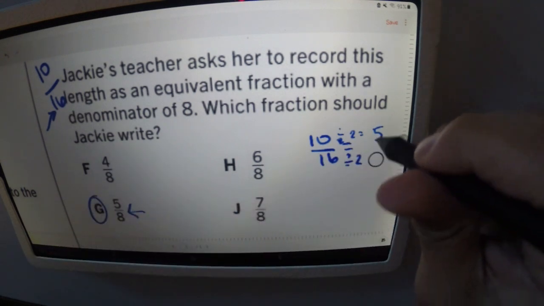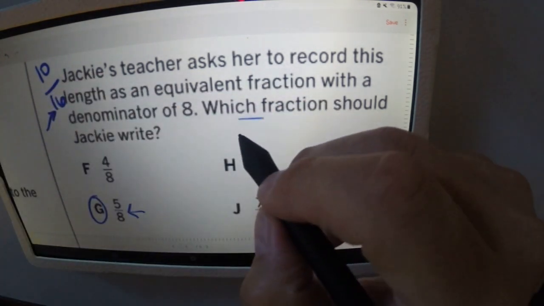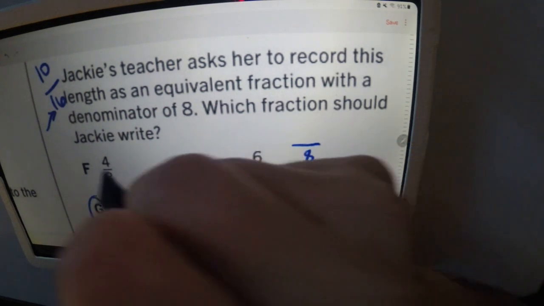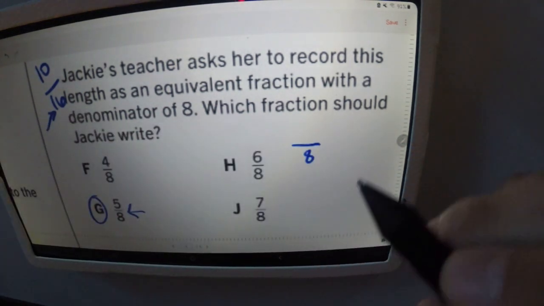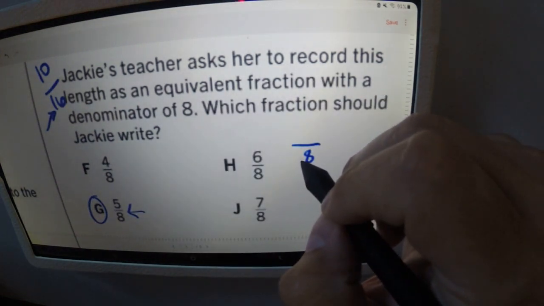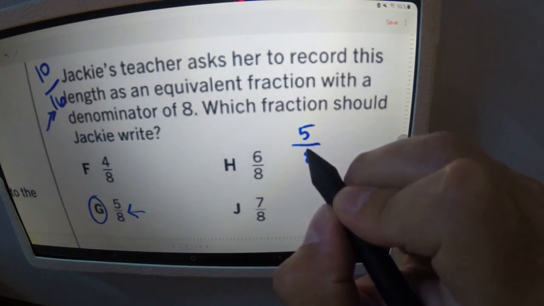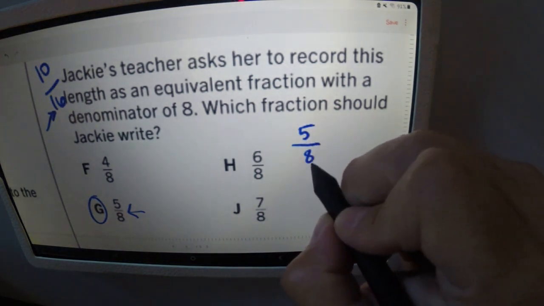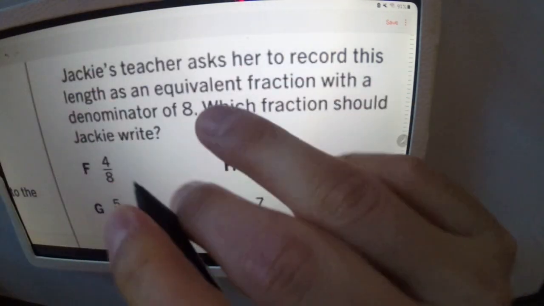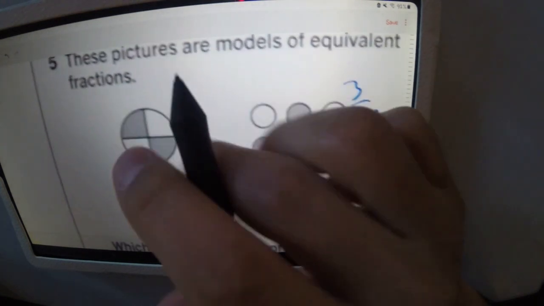Again, I want to make sure you understand that. This is the number they gave us, looking for something equivalent to that with a denominator of 8. So the bottom number has to be 8. The bottom number is the denominator. Again, 16 divided by 2 gets us to 8 as a denominator. So now we do the same thing to the top. 10 divided by 2 equals 5, and that's how we get to that answer. All right, again, this will come more easily as you practice. Now the final question.